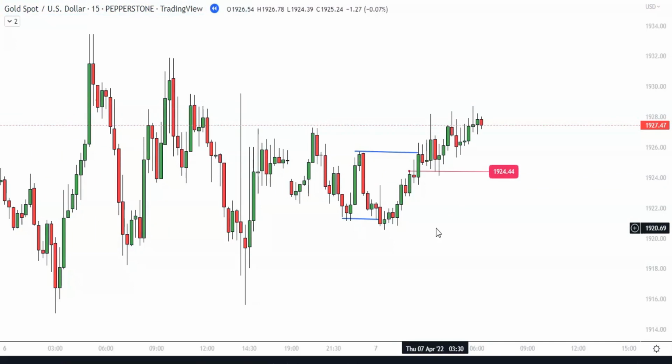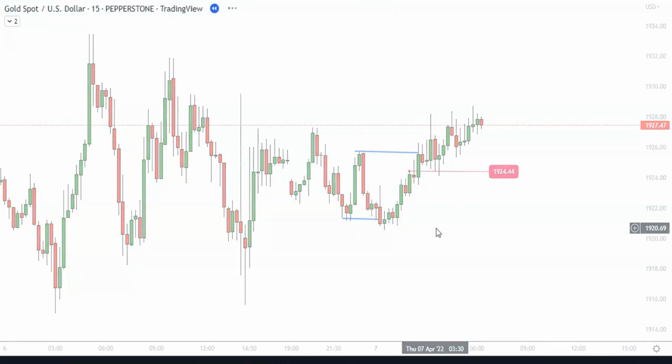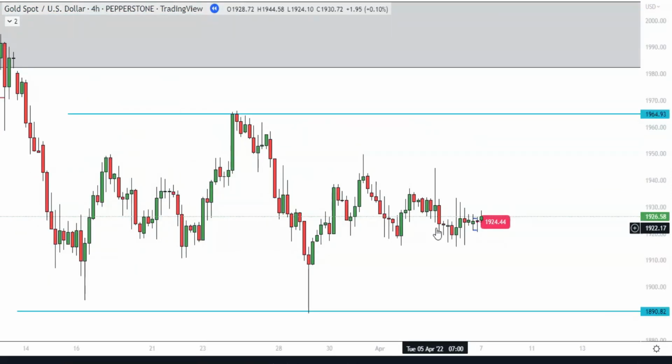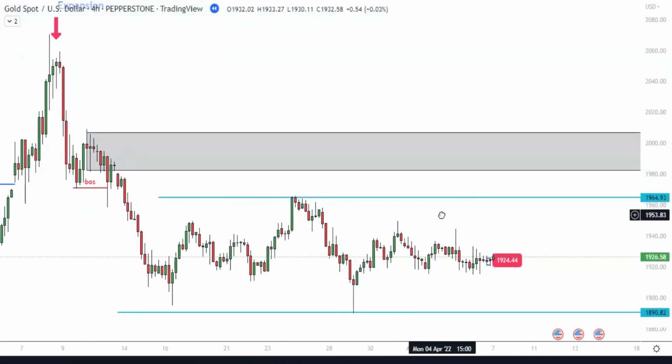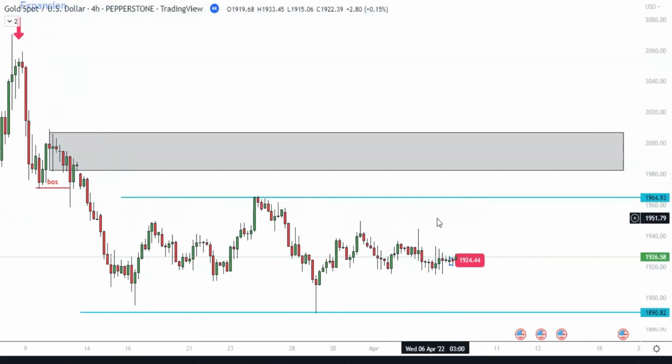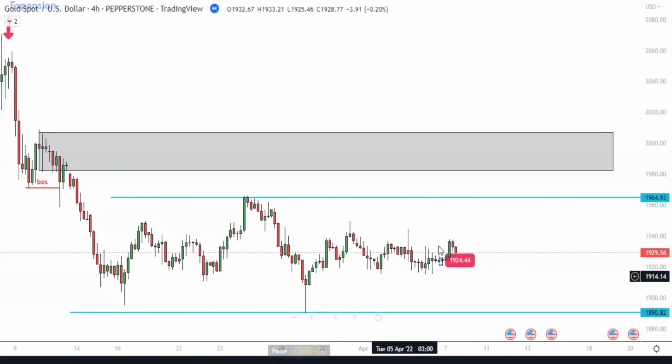What are we targeting? We are targeting the H4 area of supply, where we expect the market to be reversing. And then, with ICT, we don't impose our wish on the market. So we can watch prices as we go.